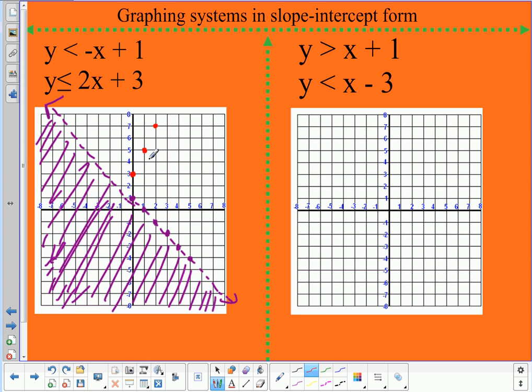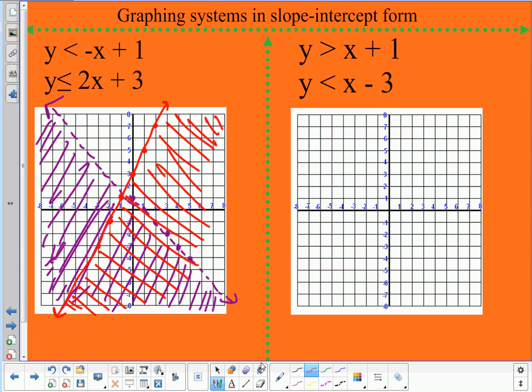Now I'm putting my next line on the coordinate plane. I went up to positive 3, and then my slope was 2, so that's up 2 over 1, up 2 right 1, down 2 left 1, down 2 left 1, down 2 left 1. And this one is a solid line, all the way down. Again, I'm shading less than, so the less than for this line would be this direction.